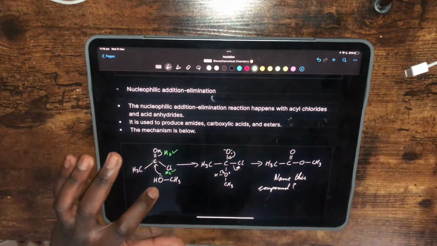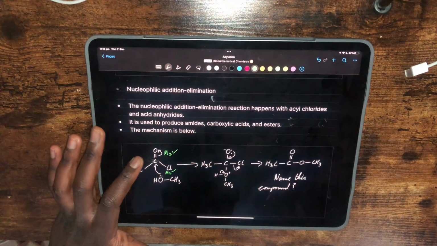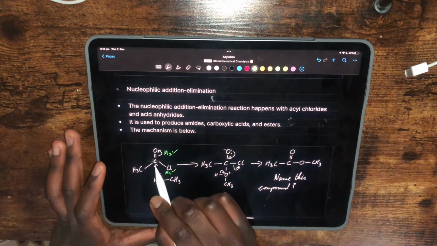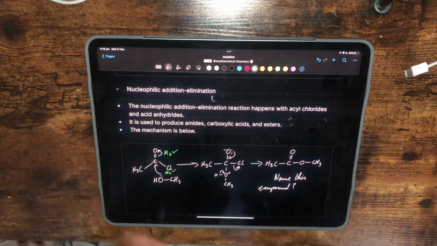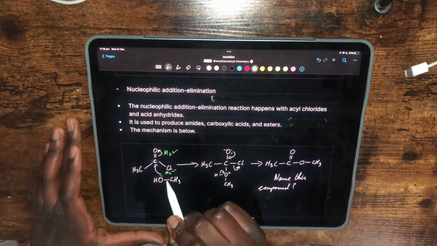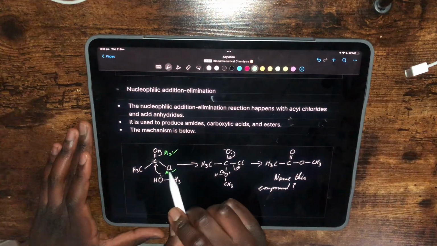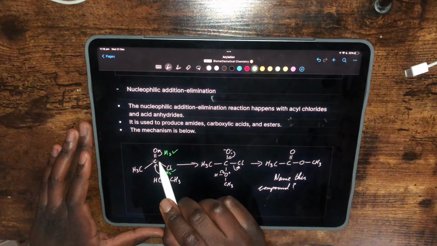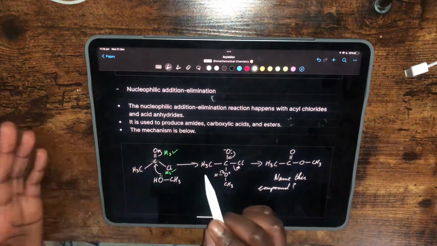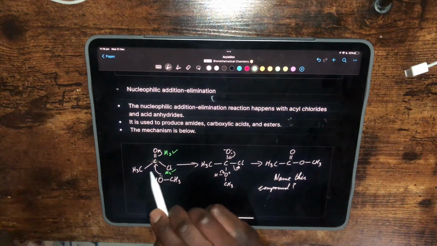But the nucleophile is being added, and when that happens, the carbon can't have 5 bonds. I'll explain the marking system later. But the oxygen is bonding to this carbon here, and obviously this carbon already has 4 bonds, right? So it needs to lose one of them because it can't have 5 bonds. That's unstable.